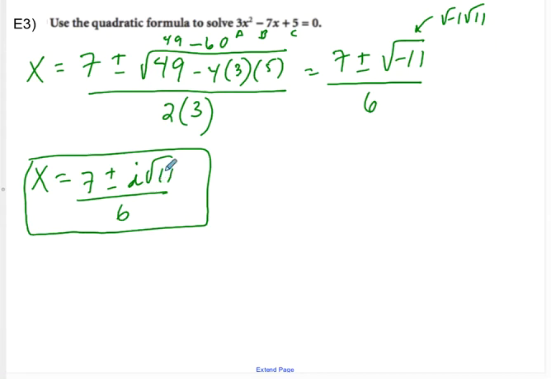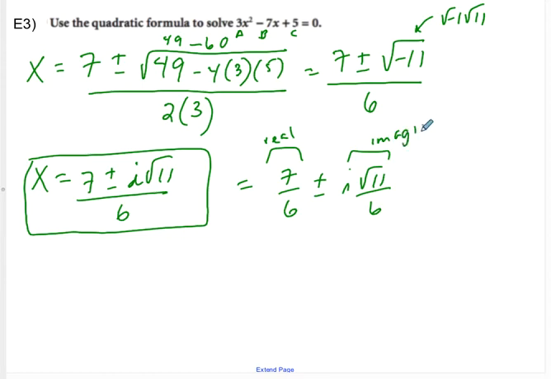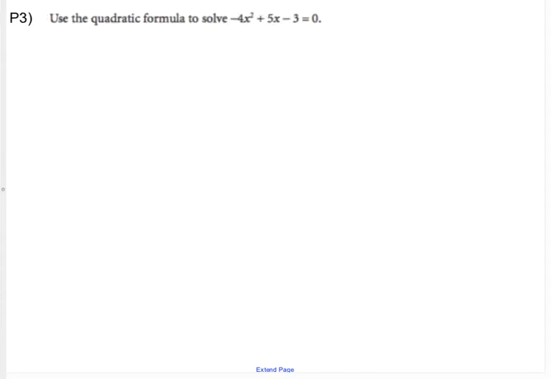And that's my answer. It also means that if you have a calculator program to do this, you're going to get an error because your calculator is set to only deal with real numbers unless you change some settings. So the other way that you'll see this written sometimes is 7/6 plus or minus i root 11 over 6, where this is the real part, and we're going to talk about that more moving forward, and this is the imaginary part. So real component and imaginary component, so we'll talk about that moving forward. All right, so go ahead and try P3, and then we'll move on from there.